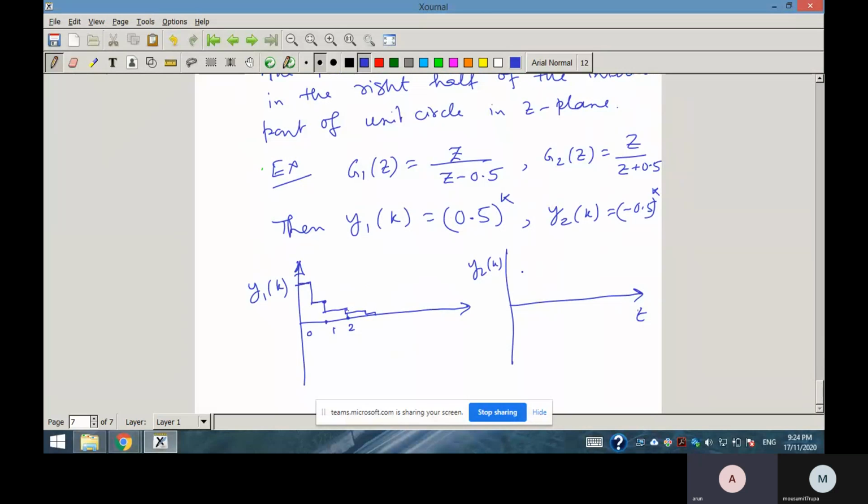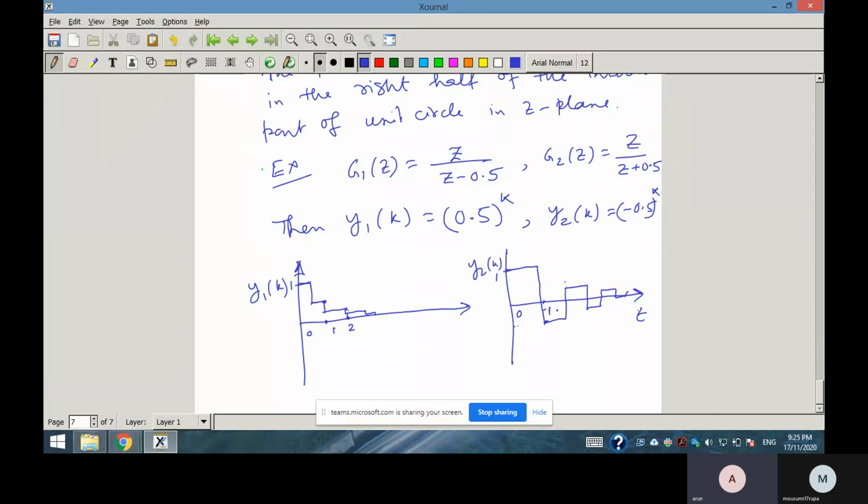But here, if you see, k equal to 0 means 1, but k equal to 1 means minus 0.5 here. So directly it will come like this. Then k equal to 2 means again positive, 0.25. So the response will be like this.